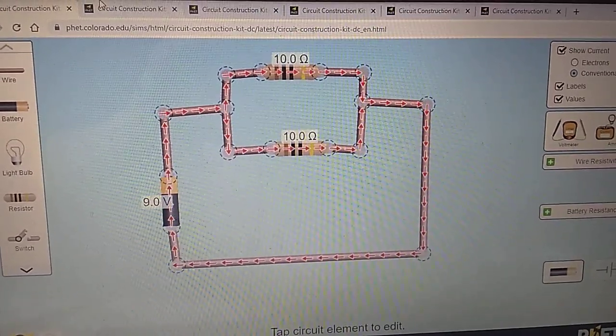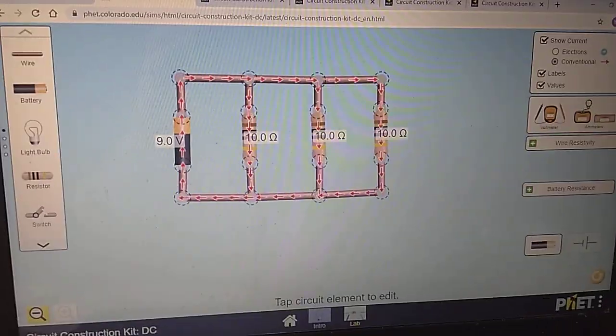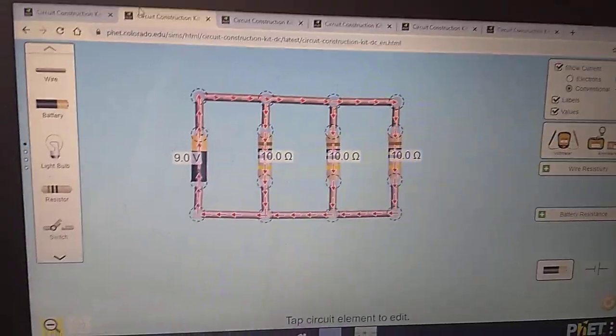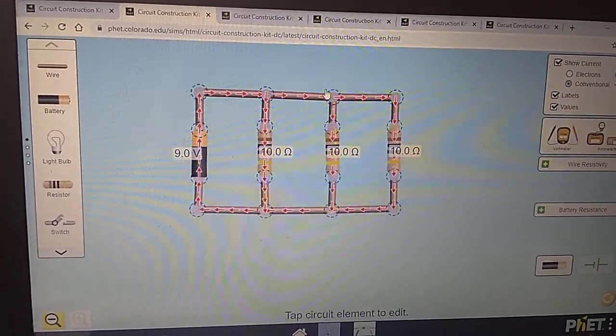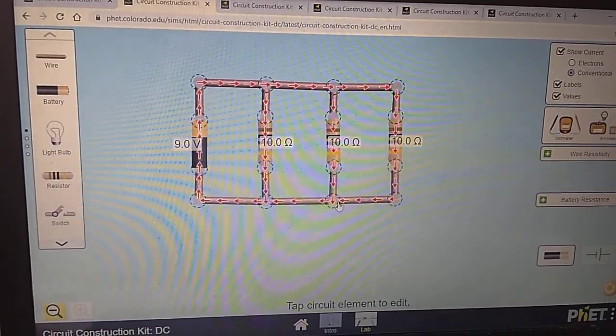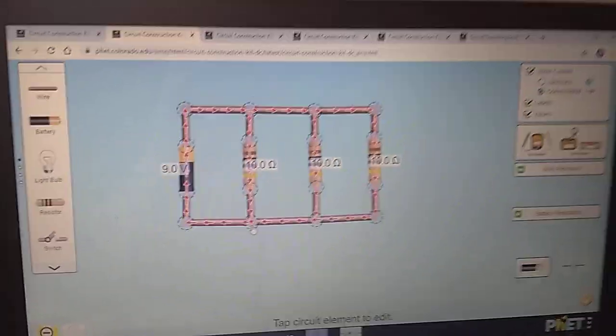And we have another circuit. Here's another example. We have two places where the current splits, here and here. And then we have 2 places where the current recombines, here and here. Different examples of parallel circuits.